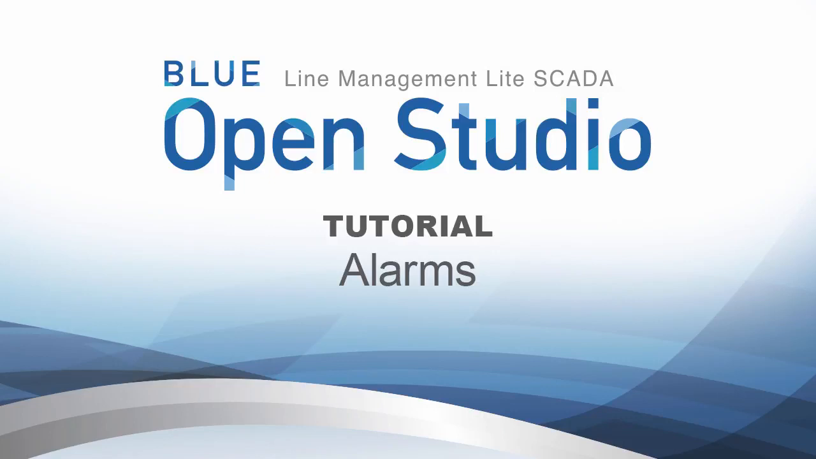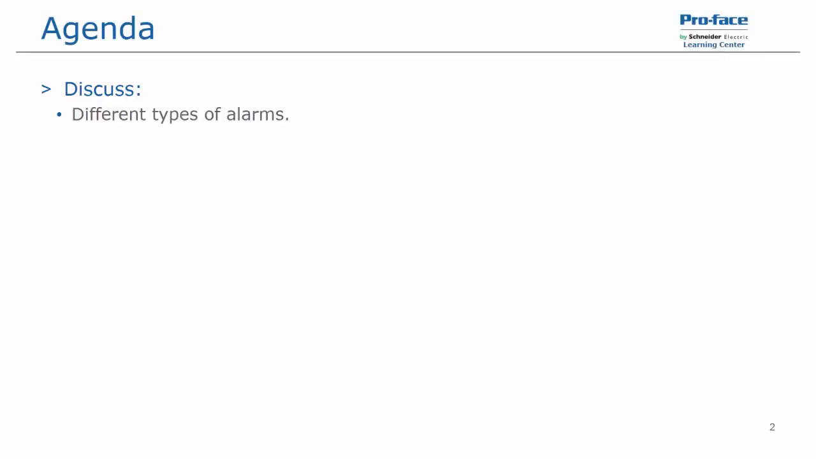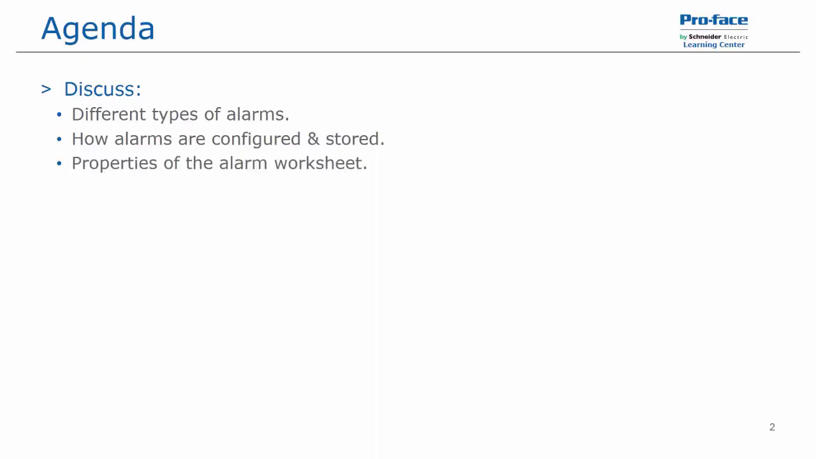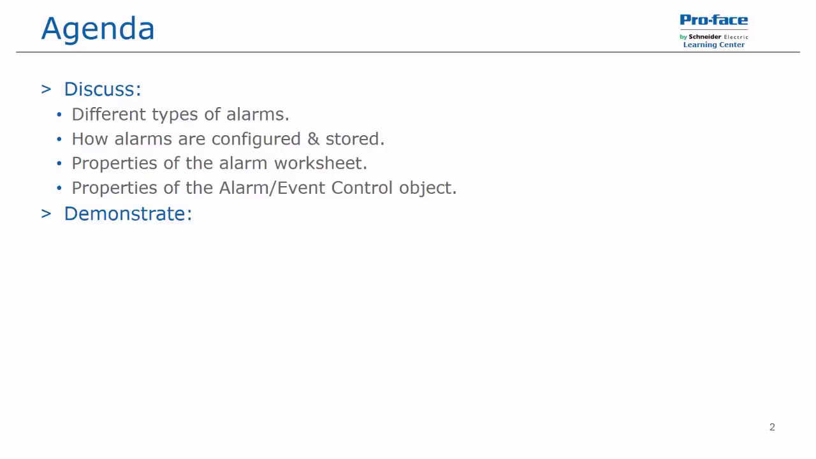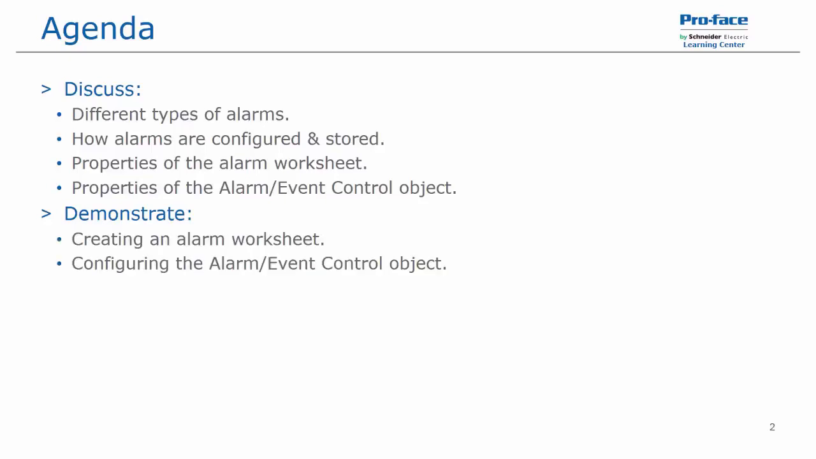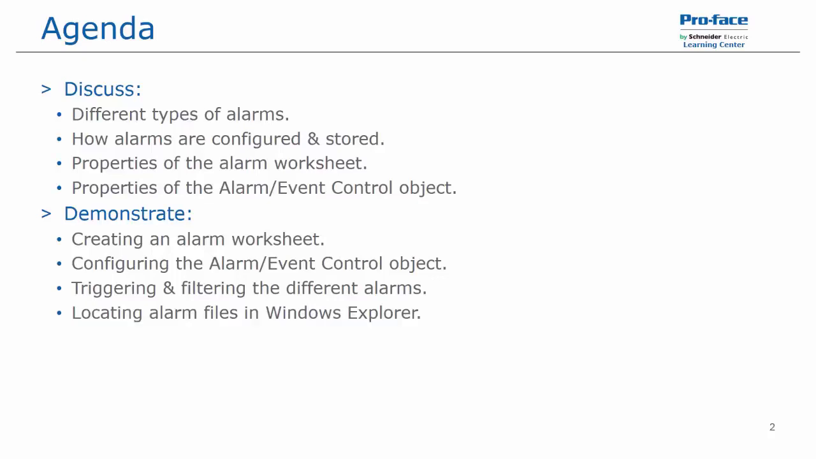The topic of this video will be alarms. In this video, we will be discussing the different types of alarms, how alarms are configured and stored, the properties of the alarm worksheet, the properties of the alarm and event control object, and we will demonstrate creating an alarm worksheet, configuring the alarm event control object, triggering and filtering different alarms, locating alarm files in Windows Explorer, and viewing alarm files outside of Blue Open Studio.